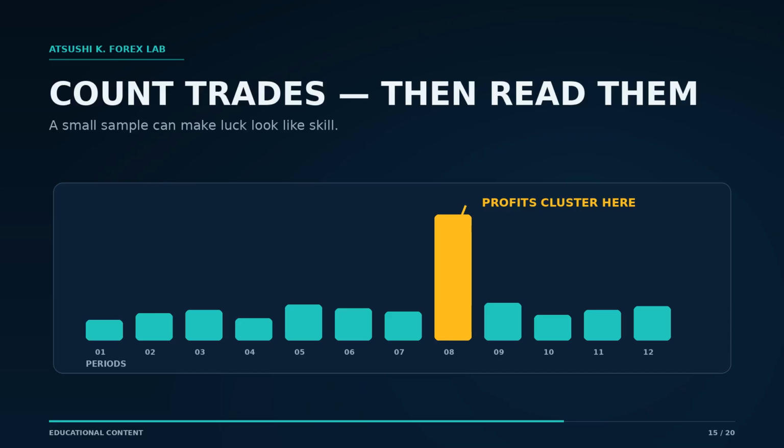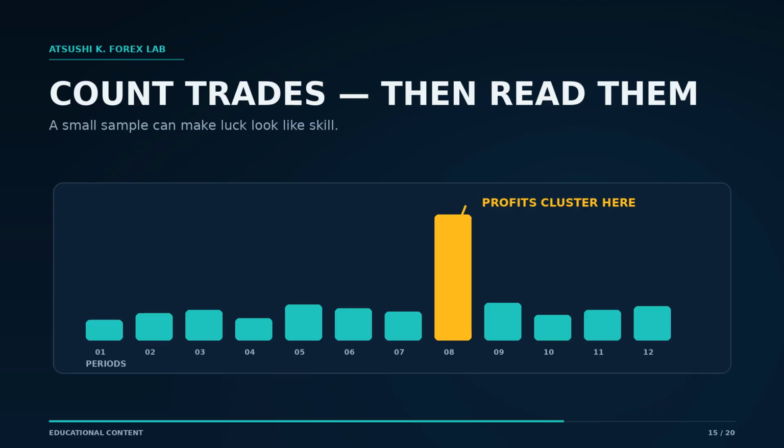Sample size matters too. 10 or 20 trades can tell a story, but the story may mostly be luck. A larger sample is not automatically reliable, because thousands of very similar trades can still come from one market condition. Count trades, then read them.